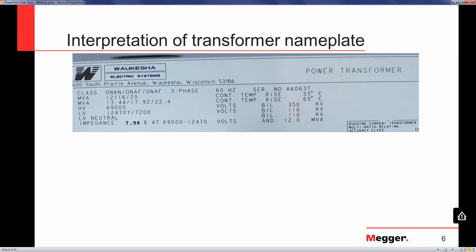You have the continuous temperature rise. There's 55C and 65C. Continuous temperature rise is the winding rise at which the transformer can operate continuously. There are two sets of MVAs: one set corresponds to 55C, the other set corresponds to 65C.